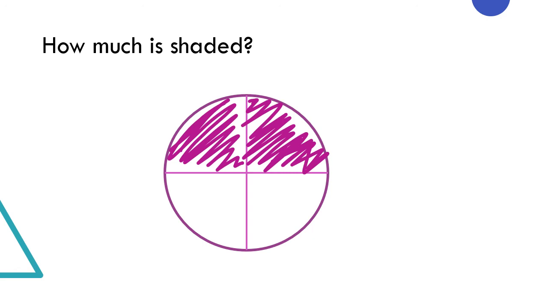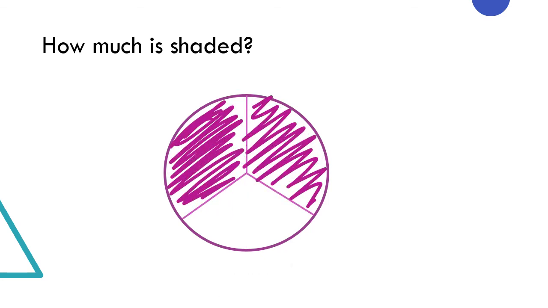How much is shaded? 2 what? 2/4 is shaded, or you could say 1/2. This is half of the circle that is shaded. How much is shaded? 2 what? 2/3. This one is tricky. It is showing 3/3, or you could say 1 whole.